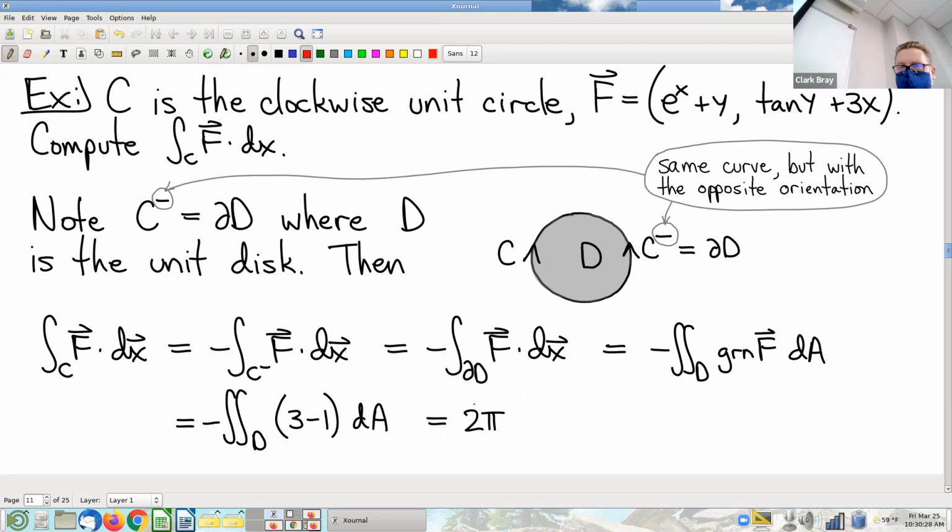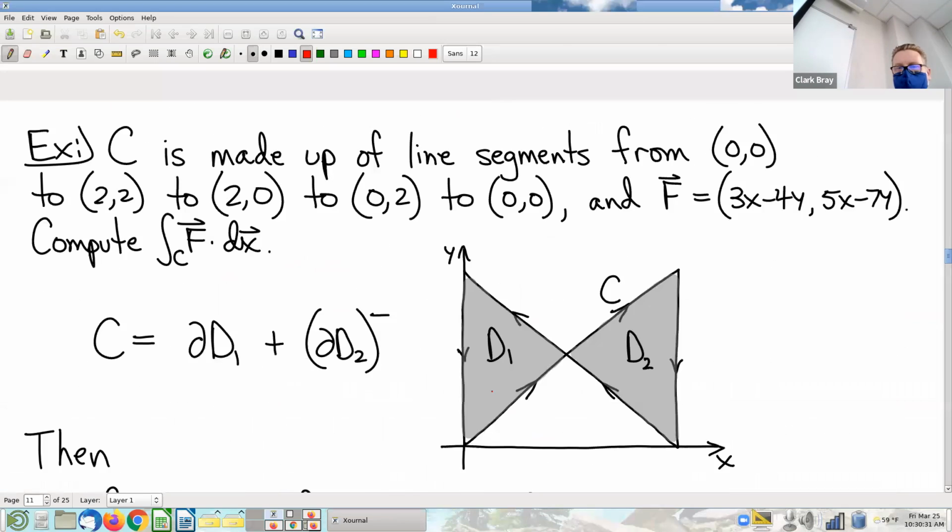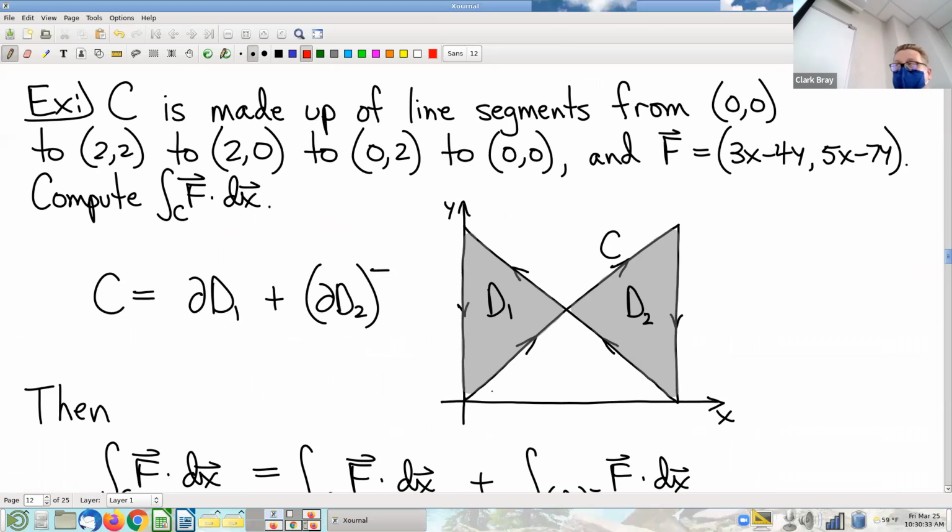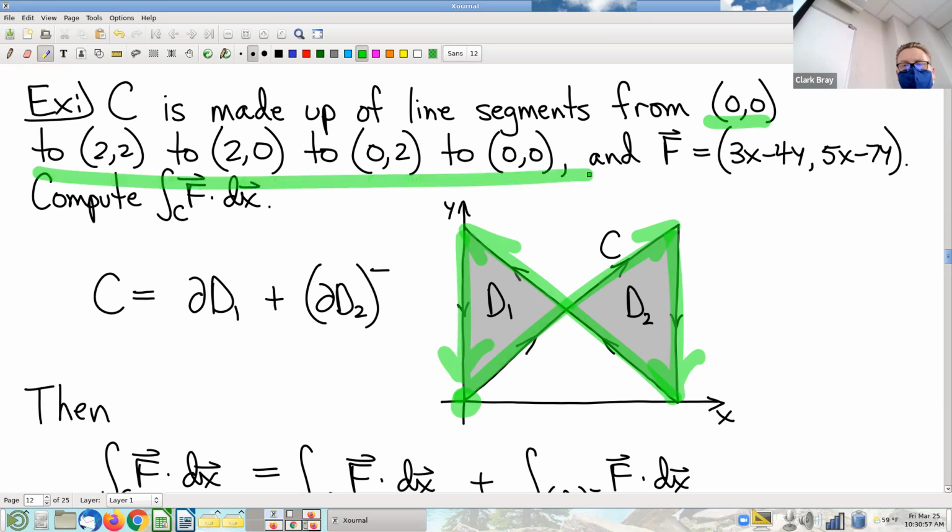Alrighty, good deal. Here's another example. This one's a little weird, but I like weird examples because the more curveballs I show you how to hit, the more curveballs you'll be able to hit on exams. So we have a curve here that is made up of line segments starting at the origin and then going to 2, 2, and then down to 2, 0, and then up to 0, 2, and then back down to the origin. So there's our curve described there.